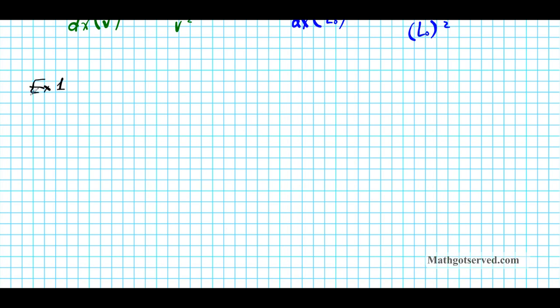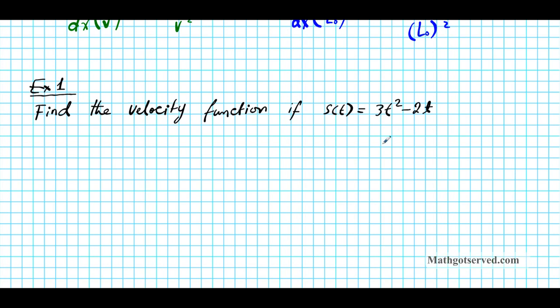Example one. The task is to find the velocity function if s of t is equal to 3t squared minus 2t. Okay, so the question is, what's the relationship between velocity and position?